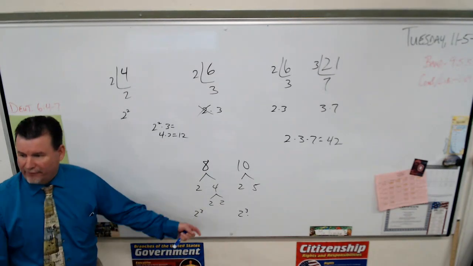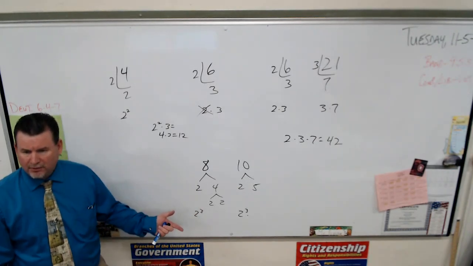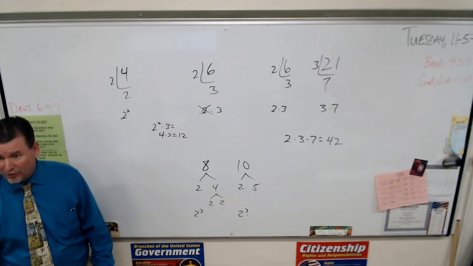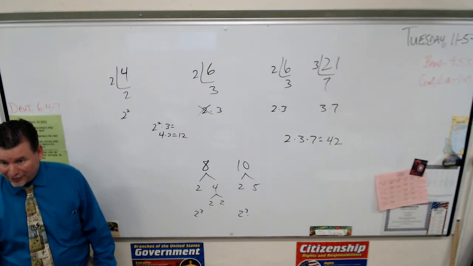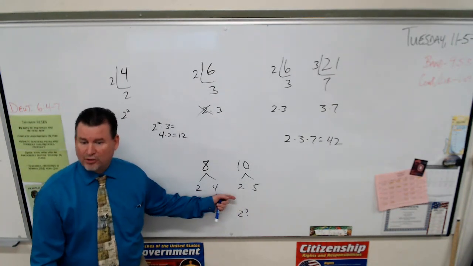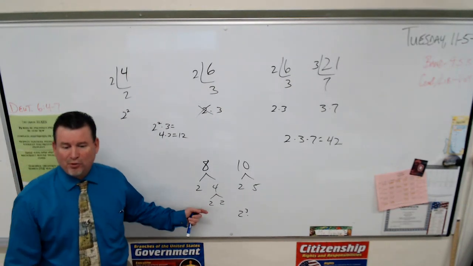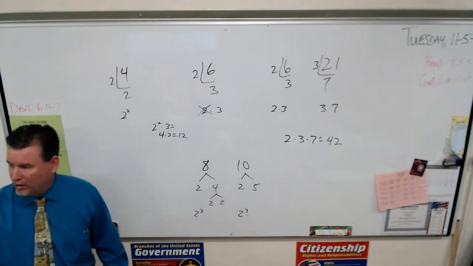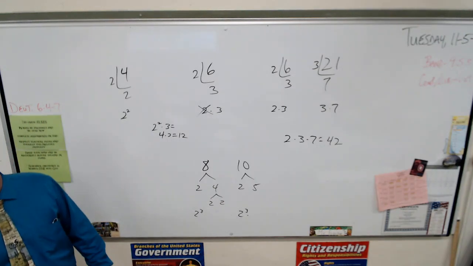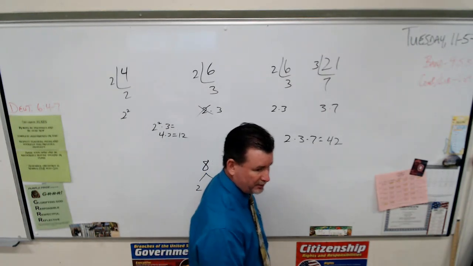Do I have to use the 5? Yes. Wait, 5's not in common. Do I have to use it? Yes, even though it's not common. I have to use all the prime factors to their highest power. When I'm trying to find lowest common multiple, I don't worry about them being common. When I'm trying to find GCF, I do worry about them being common. 8 times 5 is 40.